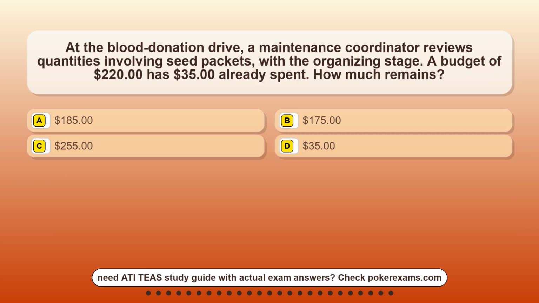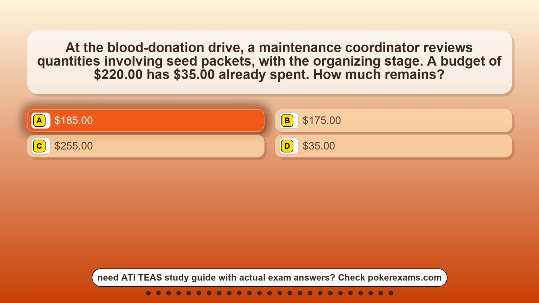Question 2. At the blood donation drive, a maintenance coordinator reviews quantities involving seed packets, with the organizing stage. A budget of $220 has $35 already spent. How much remains? Option A, $185. Option B, $175. Option C, $255. Option D, $35. The correct answer is option A, $185.